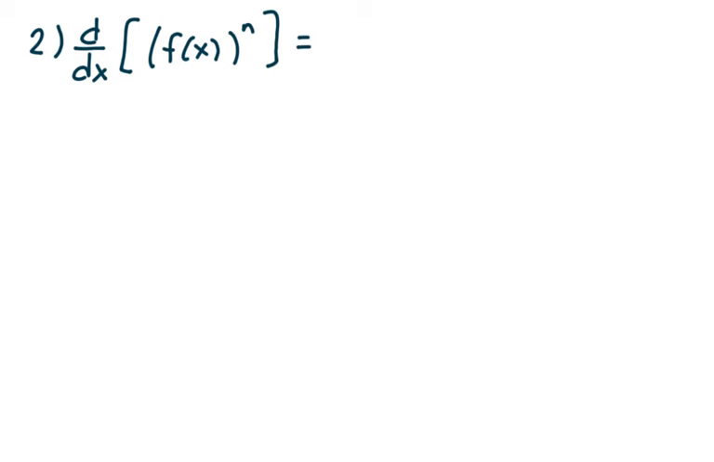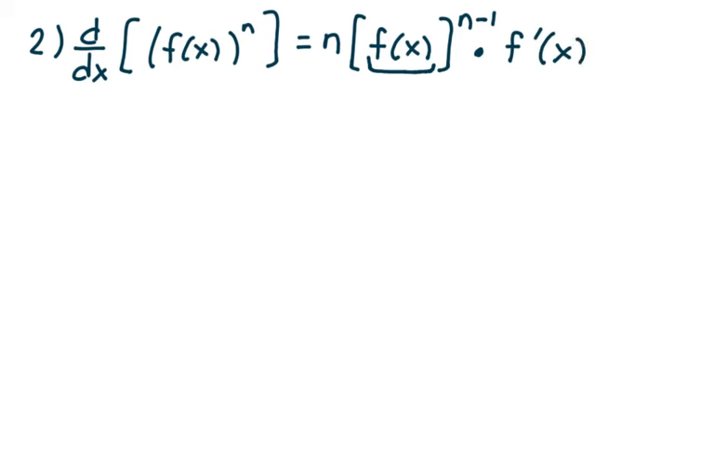Now, let's take a look at this second rule here. Suppose I want the derivative of f of x raised to the nth power. And this is where we get to apply the chain rule for a specific type of function. Now, I'm going to take n, multiply it by f of x raised to the n minus 1. And then I'm going to take this result and multiply by the derivative of f of x, which is f prime of x. So this is the chain rule for a specific looking function.